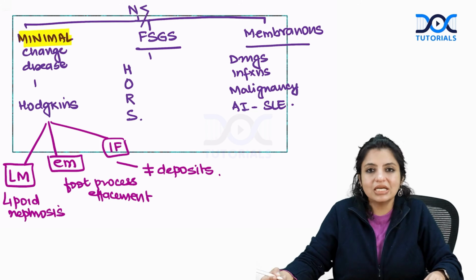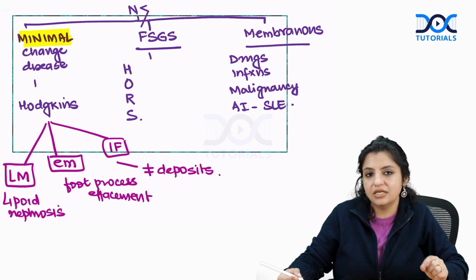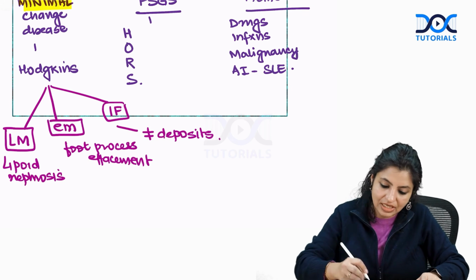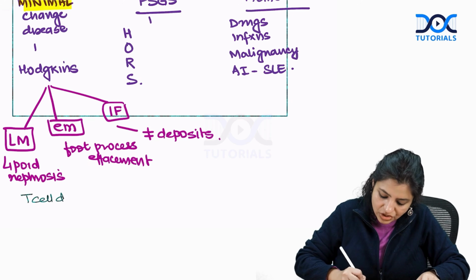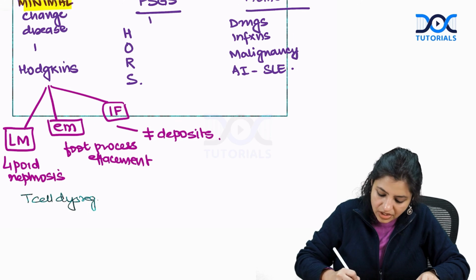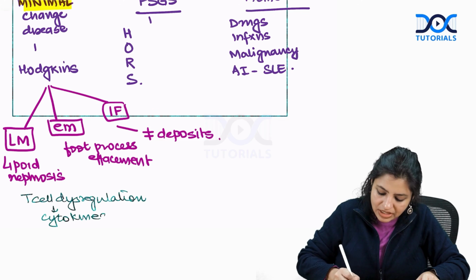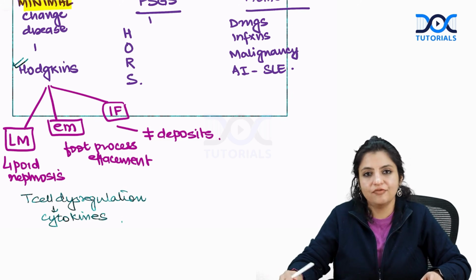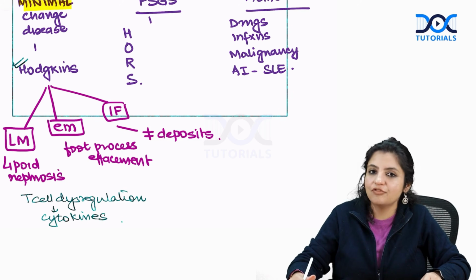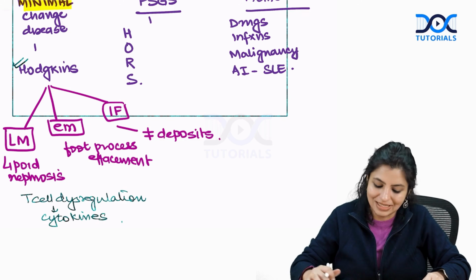This is basically a disease which occurs because of T cell dysregulation, and there is production of a lot of cytokines. So remember, a condition which produces a lot of cytokines can cause minimal change disease, and the classical example is Hodgkin's lymphoma. Patients with Hodgkin's lymphoma usually develop minimal change disease.